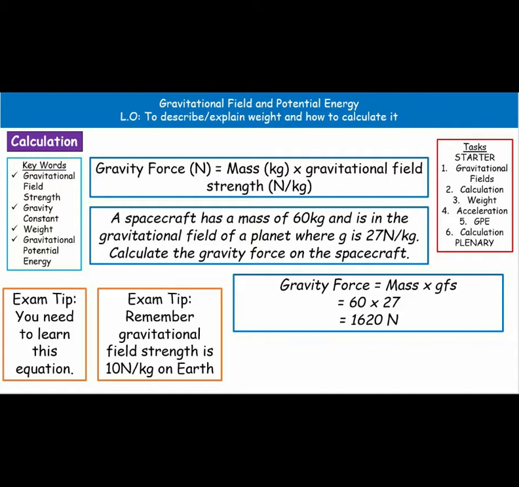In the orange box towards the bottom left, you can see I've given you another exam tip, which is the gravitational field strength here on Earth. Now, I'd suggest you remember this one. It's a nice easy one to remember. It's 10. So gravitational field strength on Earth is 10 newtons per kilogram. So make sure you've got that jotted down in your books. If you haven't already, I'll give you another 30 seconds to do so.